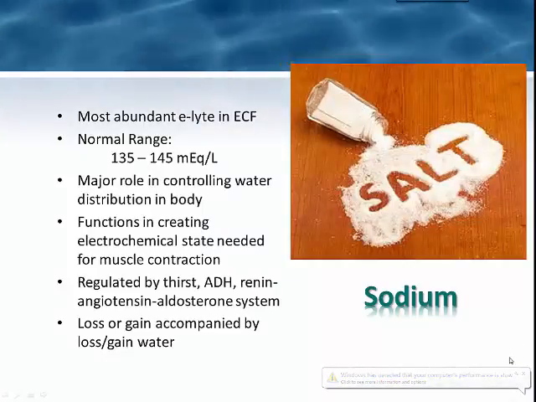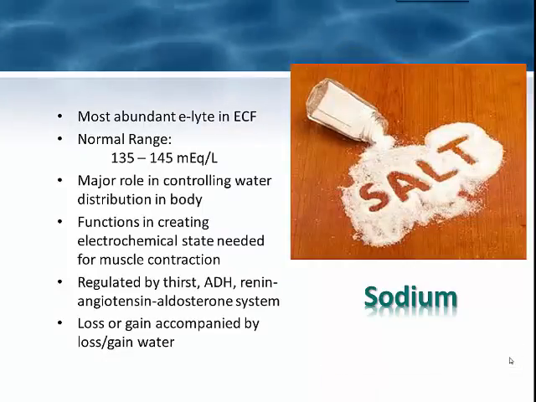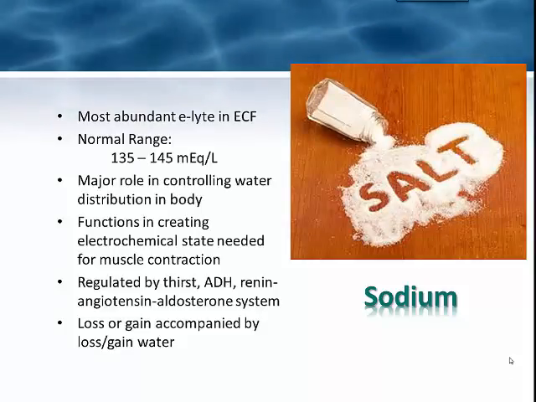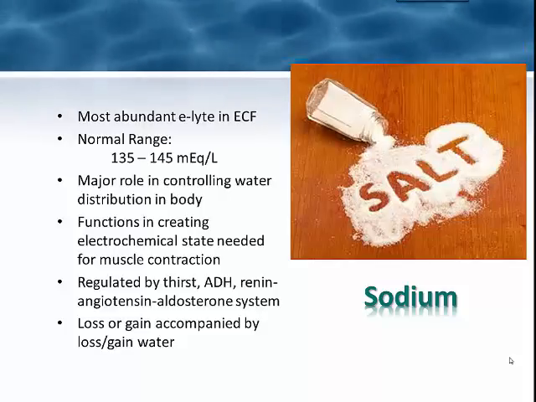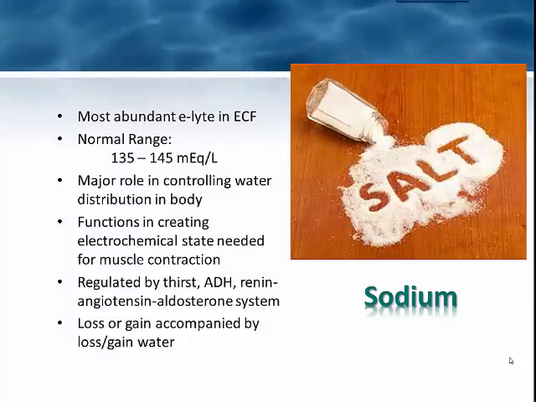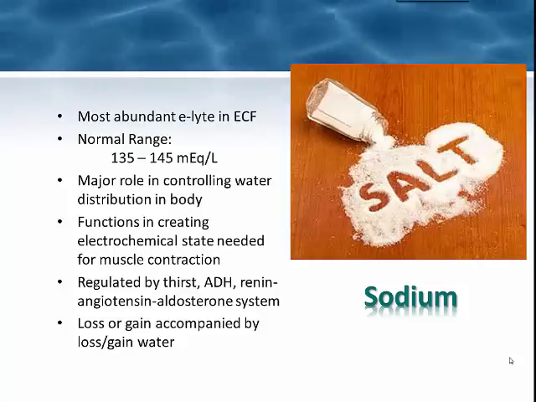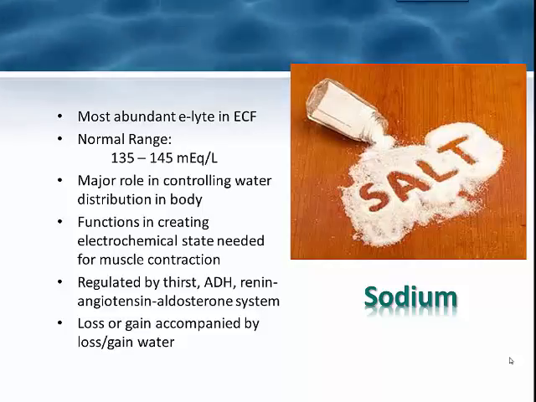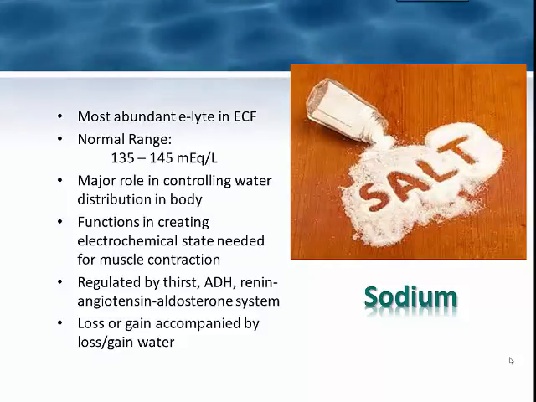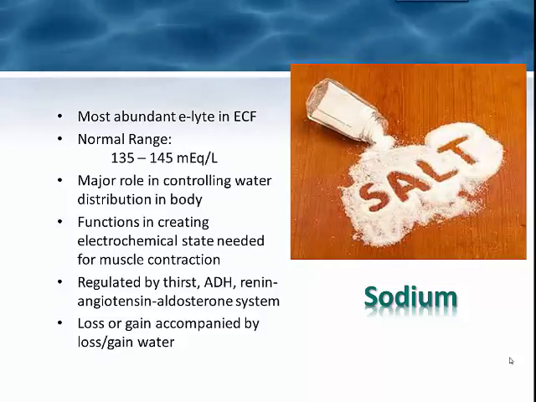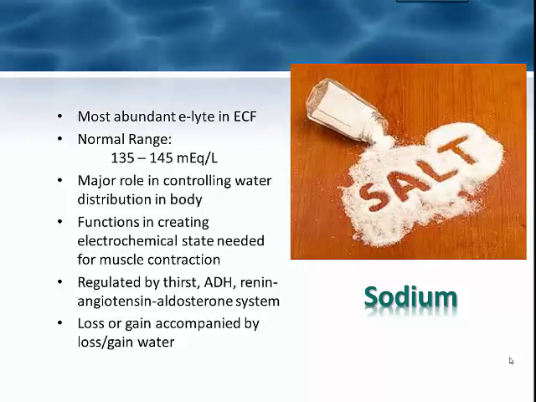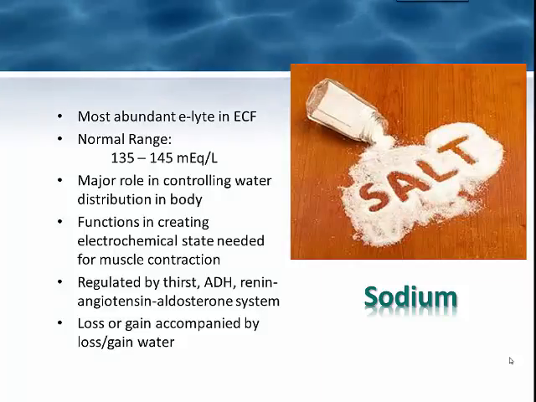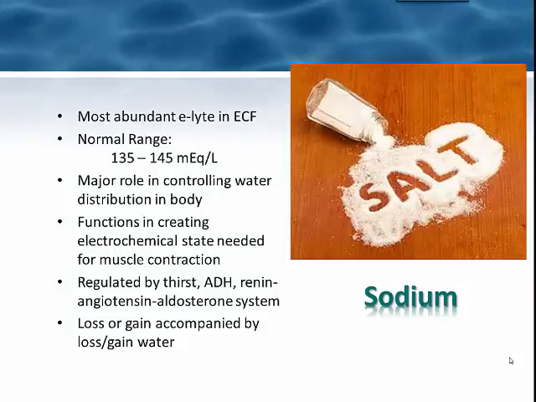The first electrolyte we're going to talk about is sodium. Very important to know that sodium is the most abundant electrolyte in your extracellular fluid. Normal ranges are 135 to 145. It has a major role in controlling your body's water. Remember, the sodium and water follow each other. It functions in creating the electrochemical state needed for muscle contraction, so sodium is essential in order for muscles to contract.